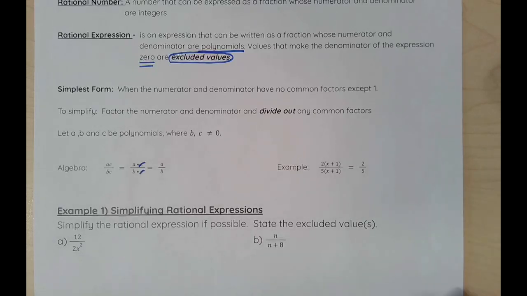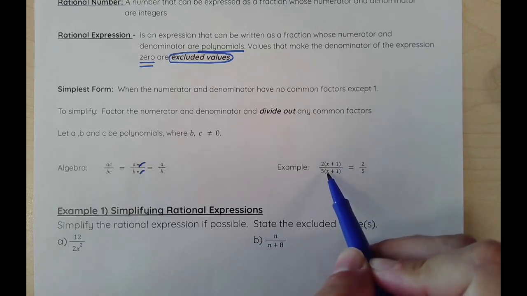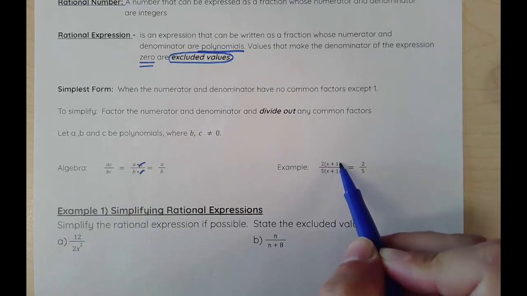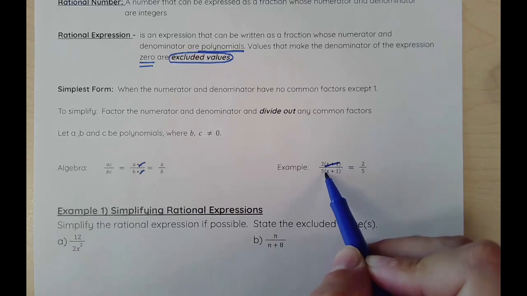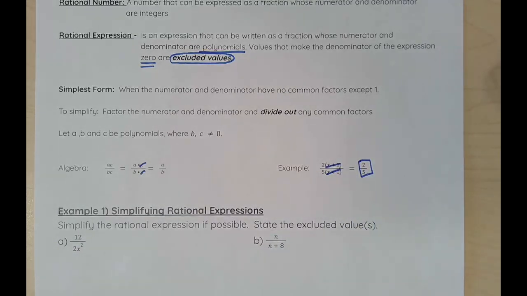For example, here 2 times x plus 1 and 5 times x plus 1, the x plus 1 and the x plus 1 will cancel, leaving me just with 2/5. So let's see how this works in action.